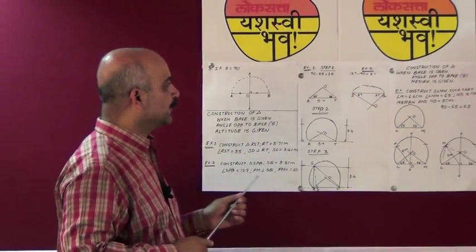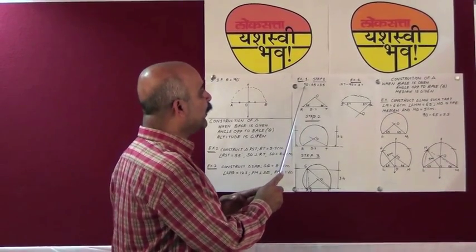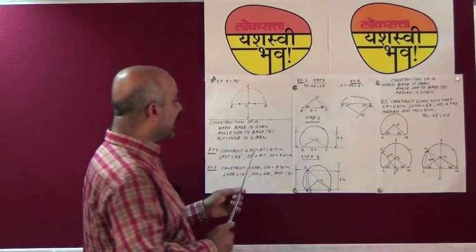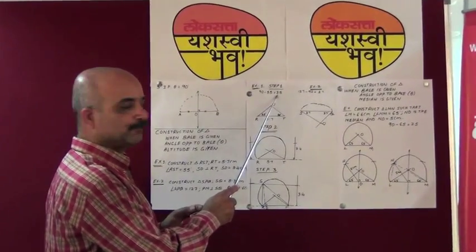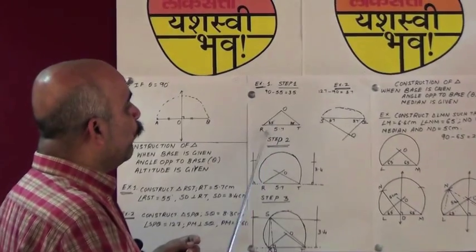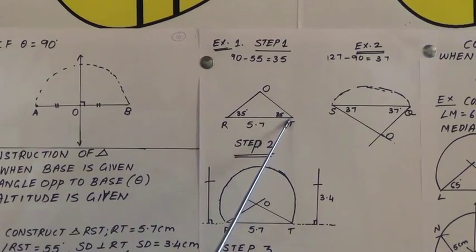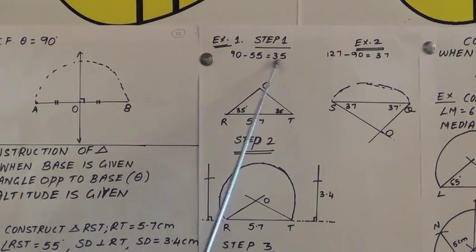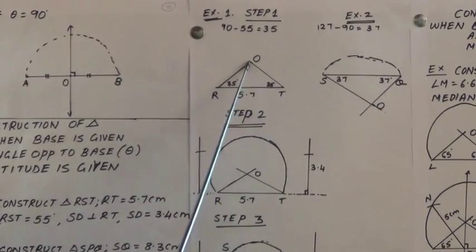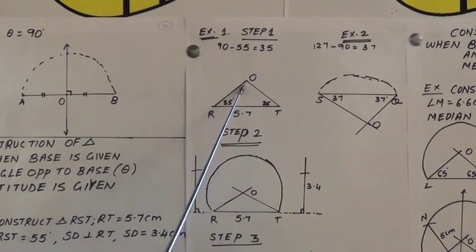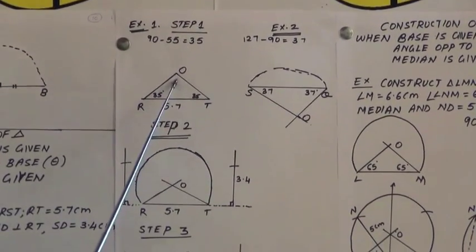Now let us see how to draw this. First we draw the base, but before that we should calculate the difference. As I told you, if the angle is less than 90, it is 90 minus the given angle. So 90 minus 55, that's 35 here. Now 35 degree, what we do is we take the base. The base, RT is 5.7, we take 5.7 here. Whatever the difference comes, that angle we will take here, 35 degree. After taking 35 degree, wherever the point meets, that point we name as O. As I already told you, when the angle is less than 90, O comes above the base. So this is the point O.